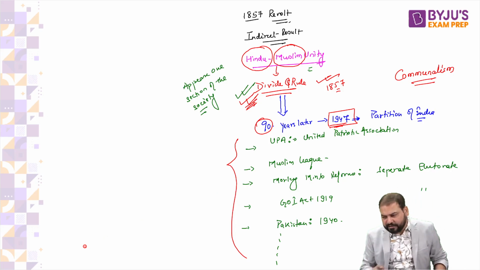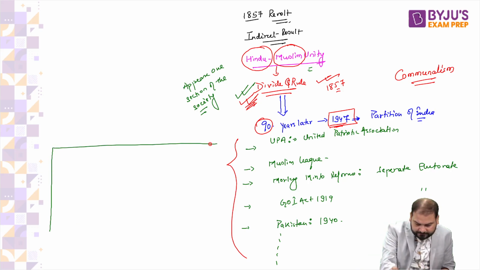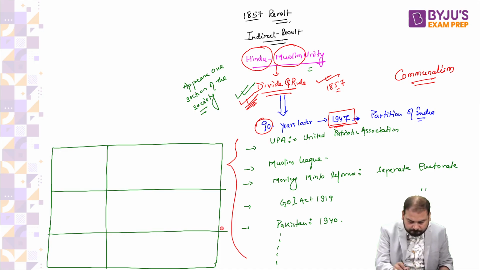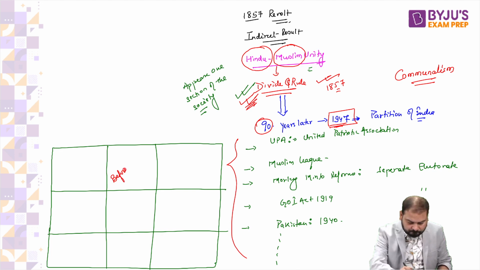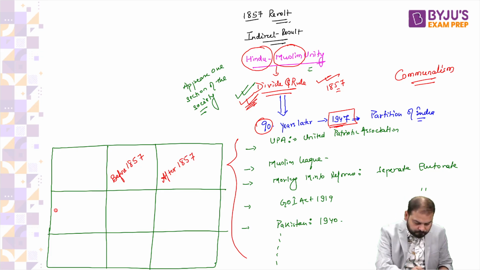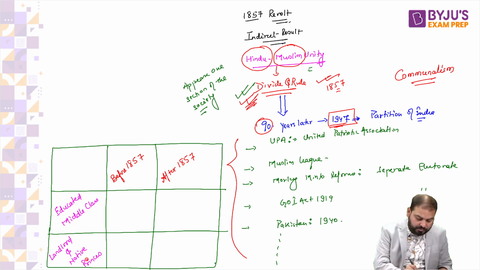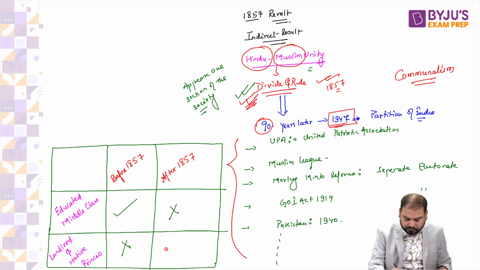Another point. Everyone, last point of 1857. I'm drawing a small table. Please draw it on your own also and understand it. Is this clear? Everyone, is this table clear? Now, understand the table.